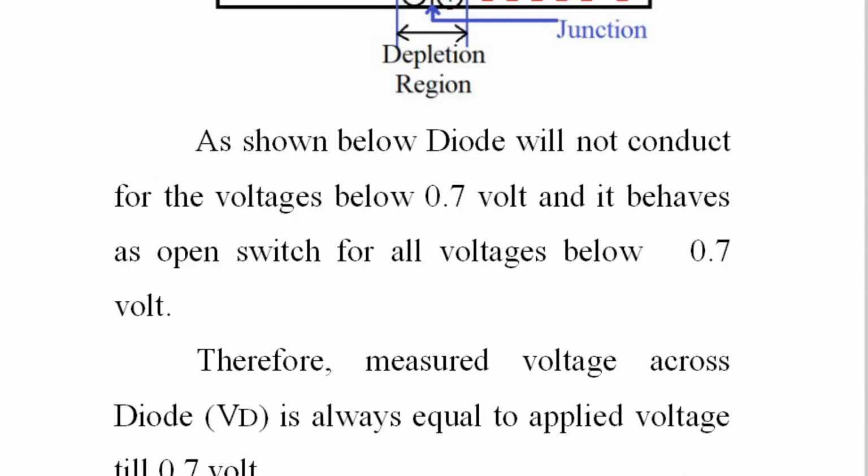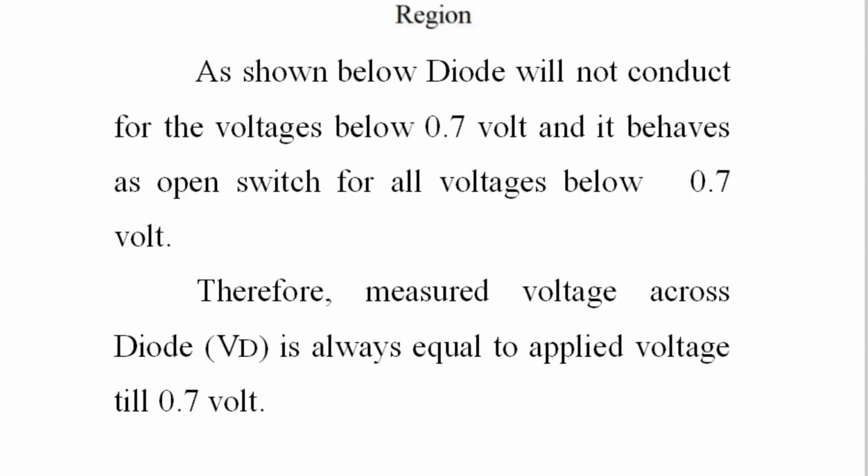So now let us proceed. As shown below, the diode will not conduct for voltages below 0.7 volt, and it behaves as an open switch, because any non-conducting device will be replaced by an open switch, for all voltages below 0.7 volt.